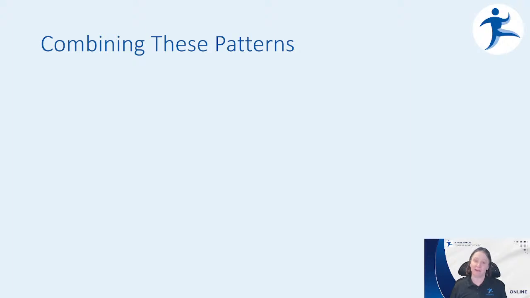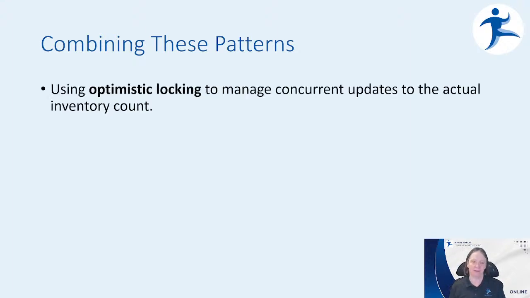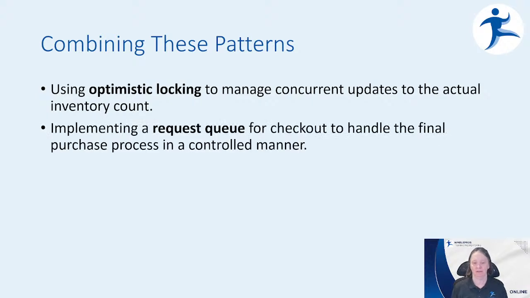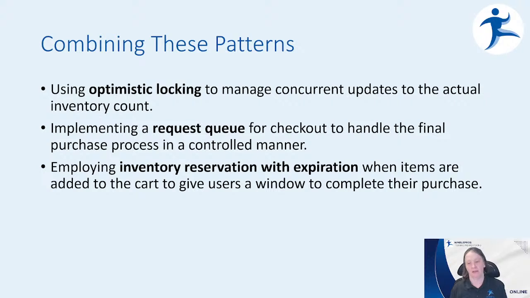Now, you're going to see that you can combine some of these patterns, and if that's what makes sense for your situation, then do it. So optimistic locking, you want to use it for concurrent updates and making sure you're maintaining your actual inventory count. You want to do a request queue sometimes when you're dealing with checkouts in a controlled manner. Again, it's sequential because it is a queue. And then maybe something like reservation with expiration makes sense for your environment. Again, anything with reservations. So if you're going out somewhere and you need access to it, then you do that.